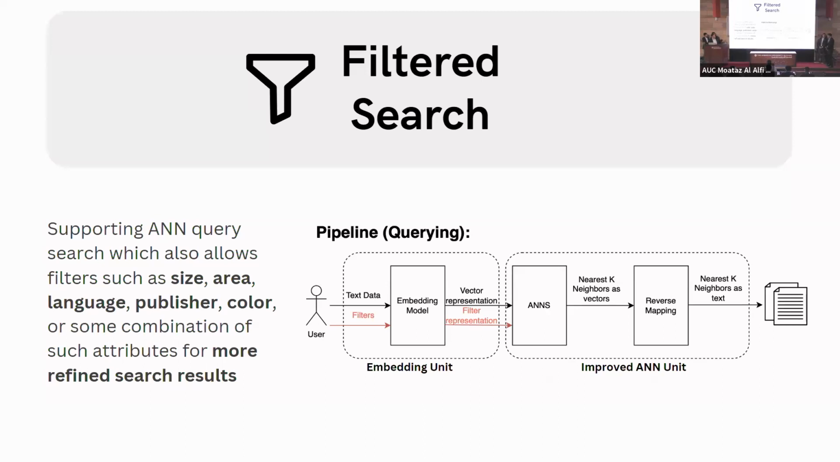So in order to implement this, we decided to follow this architecture where the filters will be generated manually by the user. When creating a query, he or she will be able to choose the filters they want to apply in that query. Then the text data and the filters will be fed into the embedding unit to give us their vector representation, which will then be fed into the approximate nearest neighbor search algorithm. In our case, it's SPANN, to give us the nearest k neighbors as vectors. Then this will be reverse mapped to return the actual data and the actual results to the user.